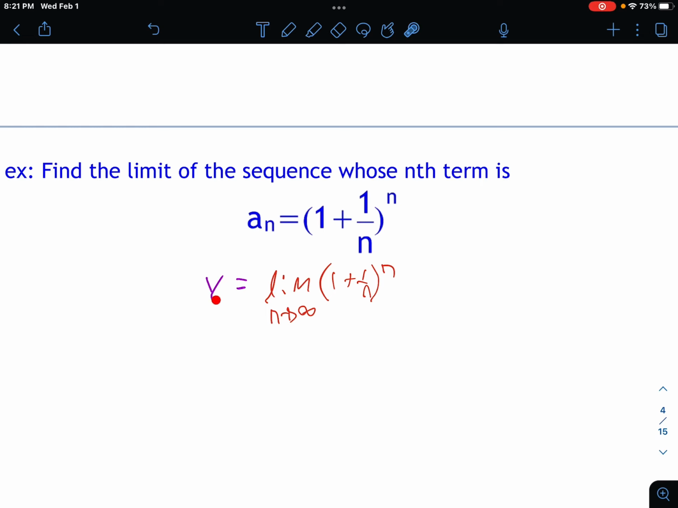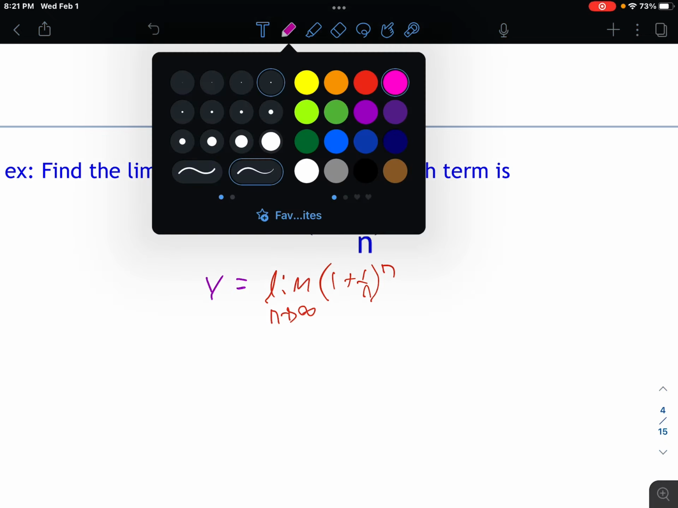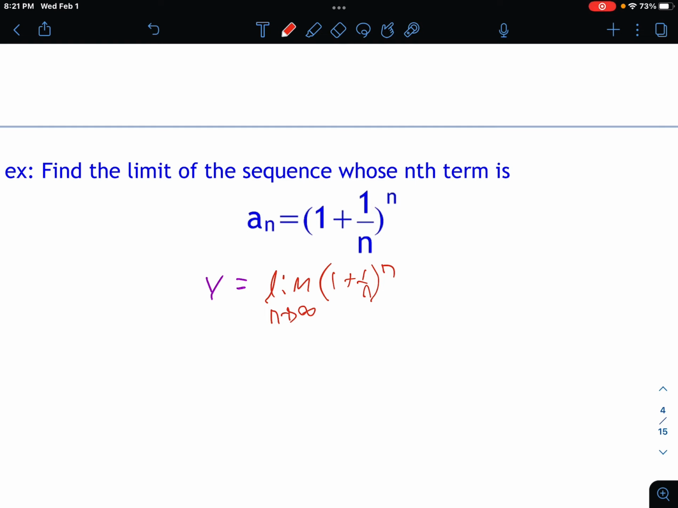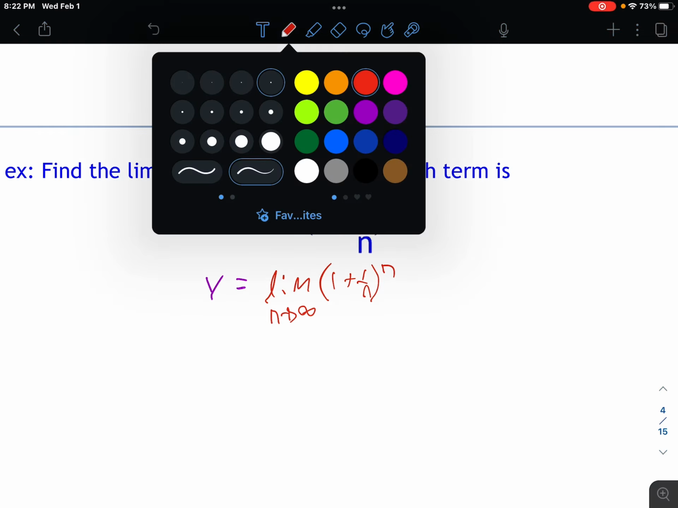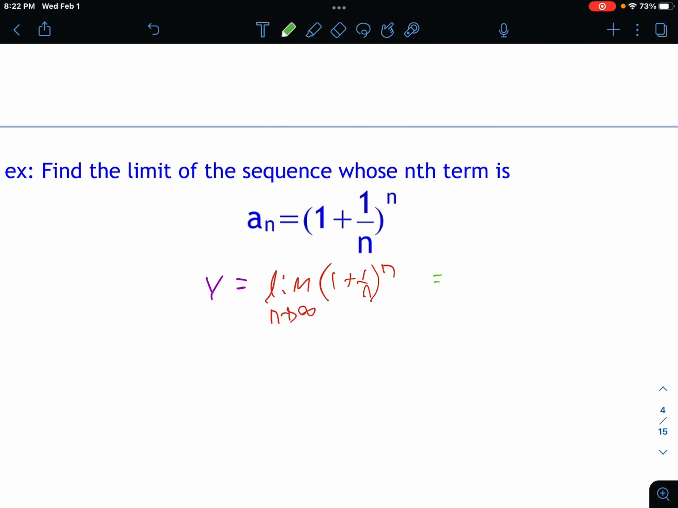What I first did is I wrote y equals the limit as n approaches infinity of this. And what we always do is we start off by substituting in a value. So I'm going to do a little bit of scratch work off here to the side. If I substitute infinity, well, you can't necessarily substitute infinity. I'm going to end up getting 1 plus 0 because I'm going to have 1 over infinity to the power of infinity. And that is an indeterminate form.